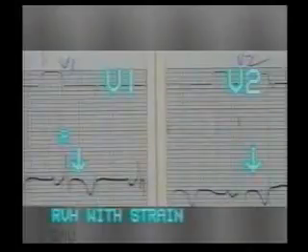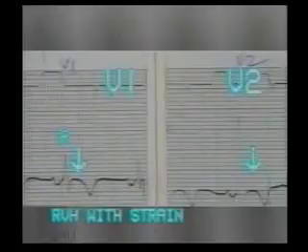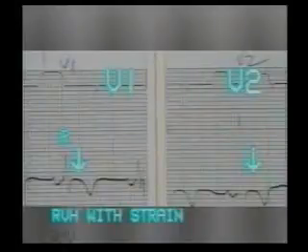Now this ECG shows prominent R wave in V1 with mild depression of ST segment and T wave inversion in V1 and V2. This is right ventricular hypertrophy with strain. These are the strain patterns.